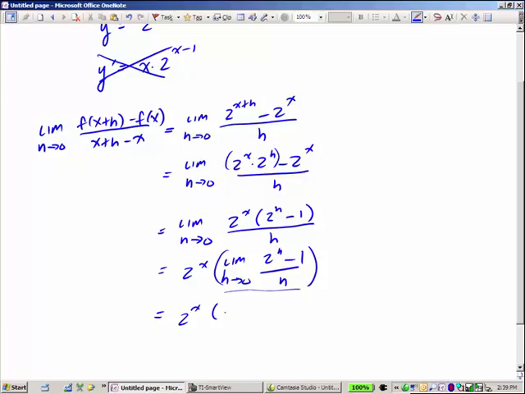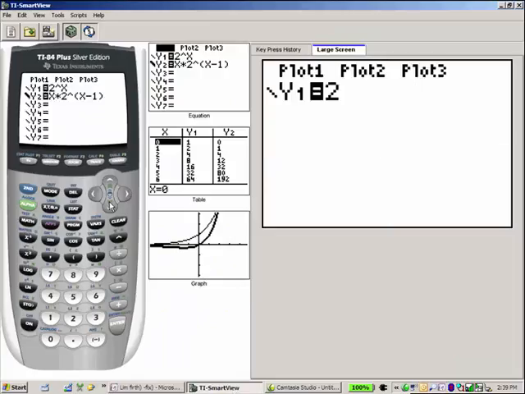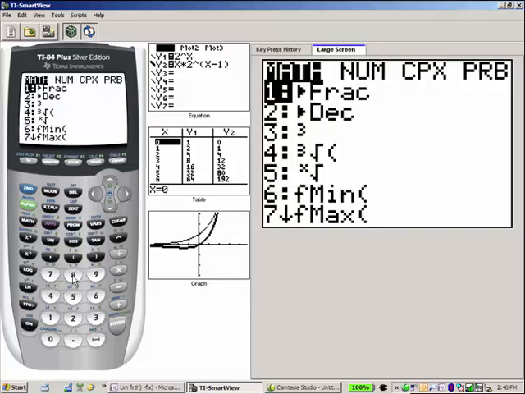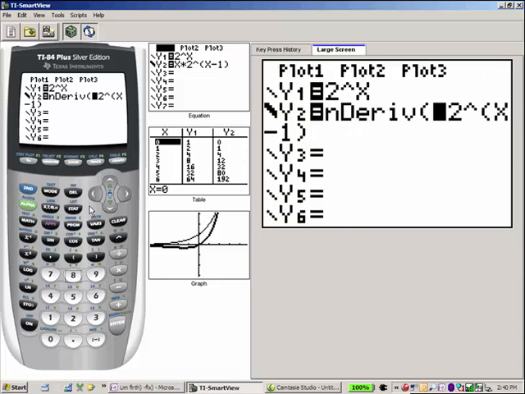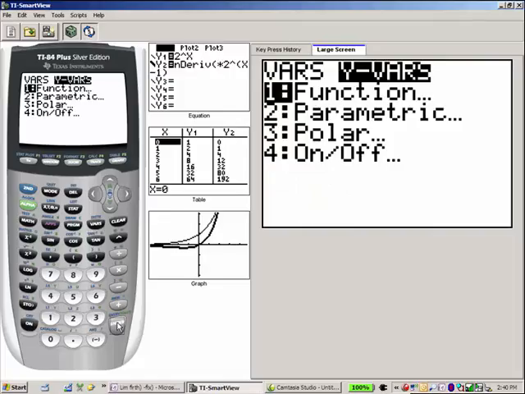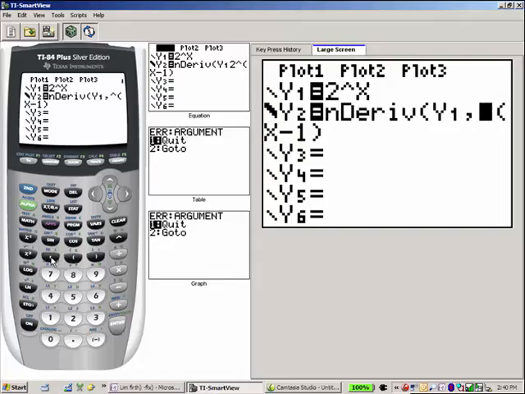So what do we get? 0.693. So in other words, the derivative is some factor of the function. And we could take a look. If we go to Math 8, and graph the derivative, let's see, vars, y vars, y1, comma x, comma x.